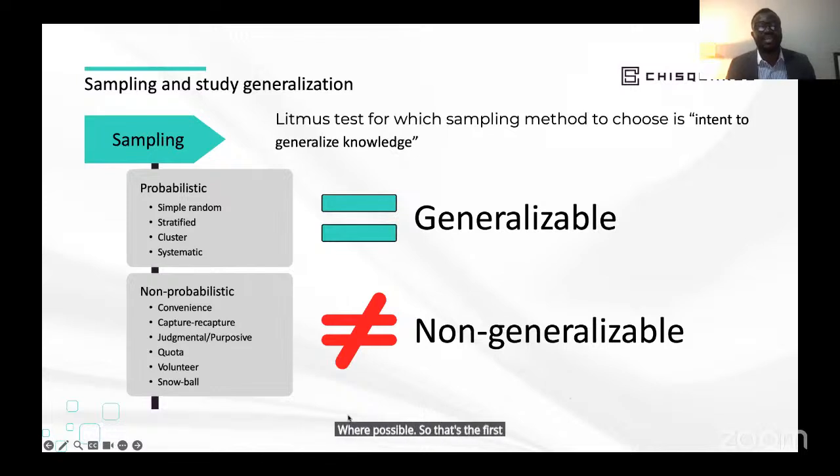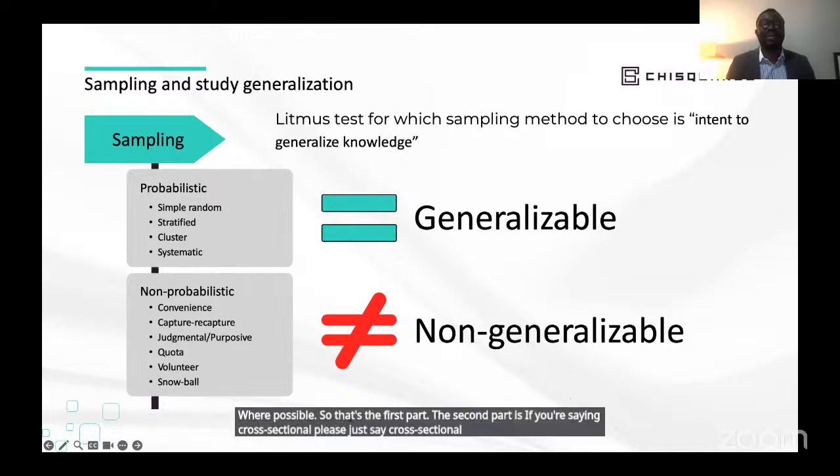The second part is, if you're saying cross-sectional, please just say cross-sectional, right? We don't have any recognized retrospective cross-sectional study in epidemiology. Cross-sectional means it just happened once.